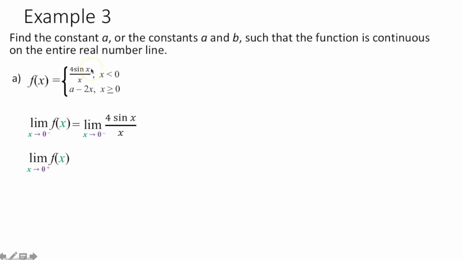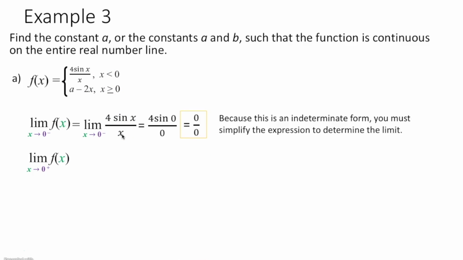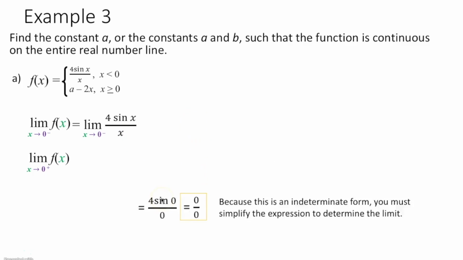We take this part of the function because that's where x is less than 0, and we find the limit of this. Well, if we were to plug in 0 for this part, we would evaluate this and end up getting 0 over 0. But this is an indeterminate form, so we have to go back and try to simplify this a little bit further.